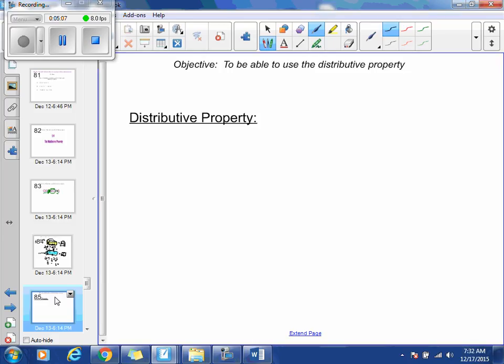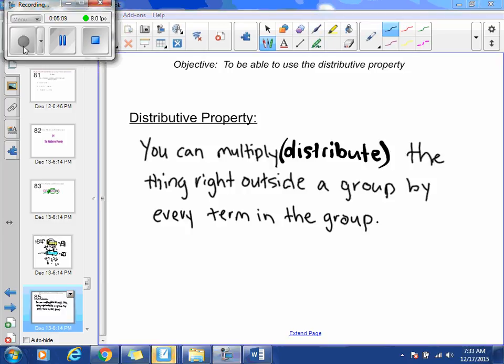This is the first thing I need you to write in your notes. Distributive property. Distributive property says that you can multiply or distribute the thing right outside a group by every term in the group.